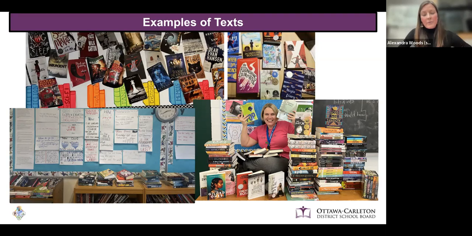they reflect multiple identities and genres, and really having text that reflects student identity and interest is a priority for many teachers across the board. And the picture on the right down here is actually a teacher who teaches with the OCDSB who was able to purchase an enormous amount of texts for her classroom based on student interests, and one of 50 winners across North America.